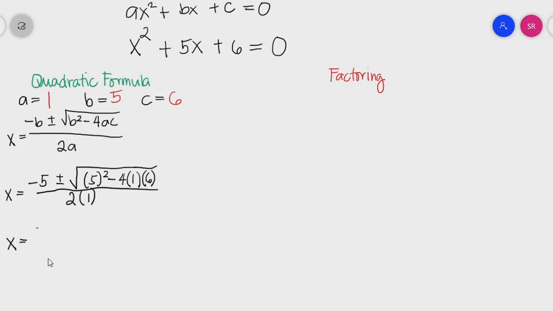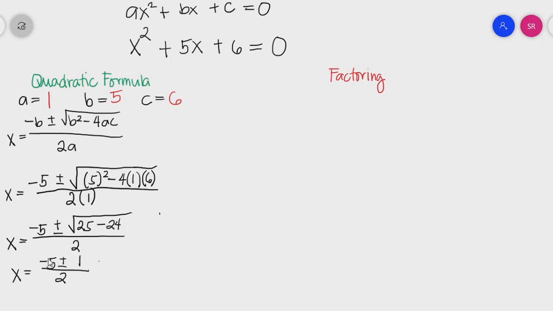So we have negative 5 plus or minus the square root of this one. So simplify natin. This is 5 squared. That will be 25 minus 4 times 1 times 6. That is 24 all over 2 times 1, which is 2. Next, we have negative 5 plus and minus square root of 25 minus 24 is just 1. And then square root of 1 ay 1 pa rin all over 2.